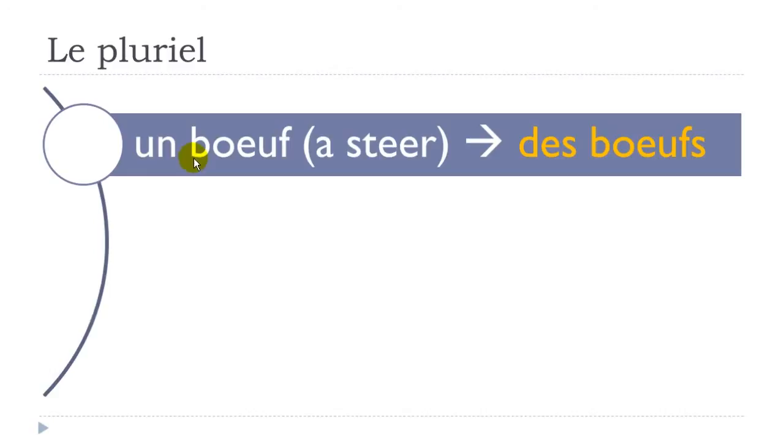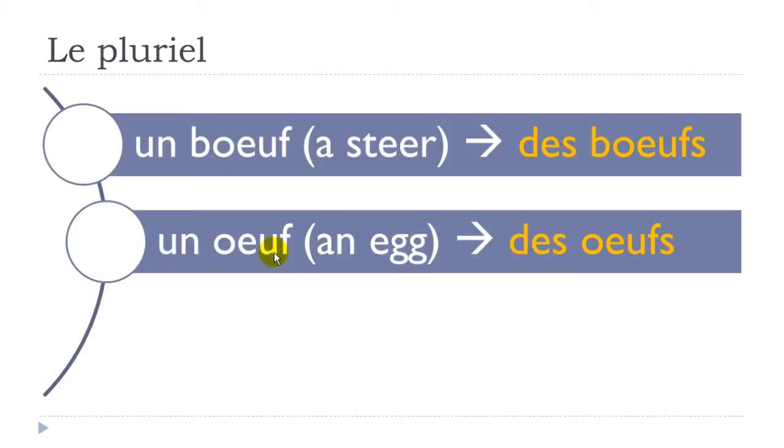We'll take this one, un bœuf. In the plural, you just write it like we saw previously, so you just add this S, but the pronunciation changes quite a lot. Un bœuf, des bœufs. Then, un œuf, des œufs. We'll make the liaison here to make it sound more beautiful. Des œufs. Un œuf, des œufs.